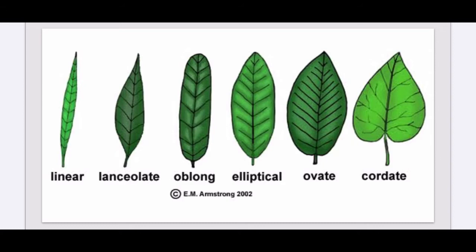Rectangular or oblong as in guava, heart shaped or cordate as in the peepal tree or betel plant, oval shaped or ovate as in hibiscus, circular as in lotus and water lily, or needle shaped and pointed as in pine trees.